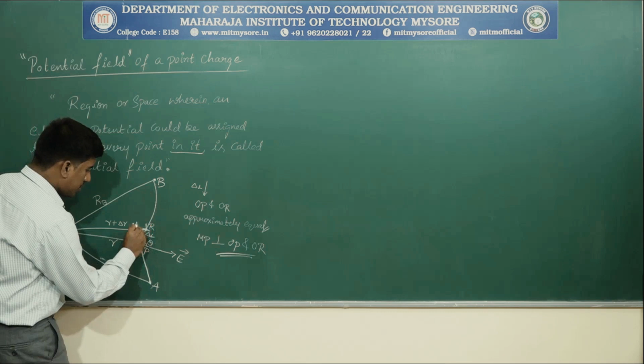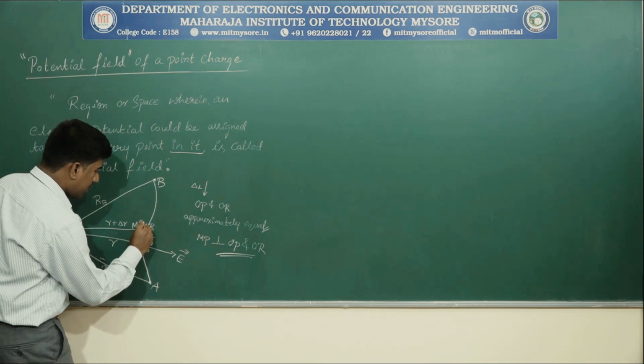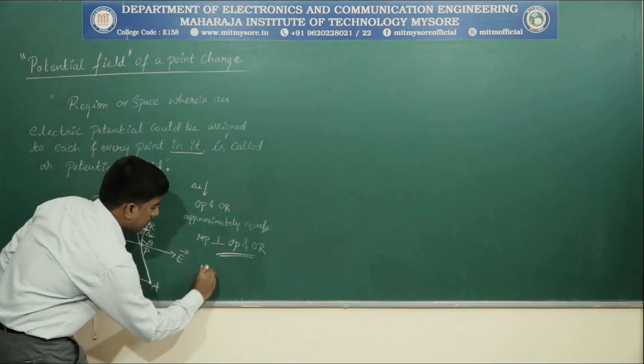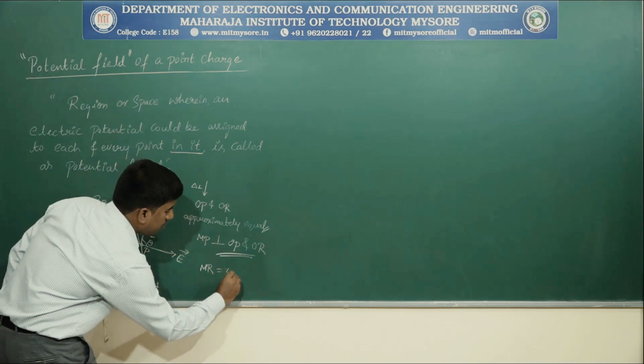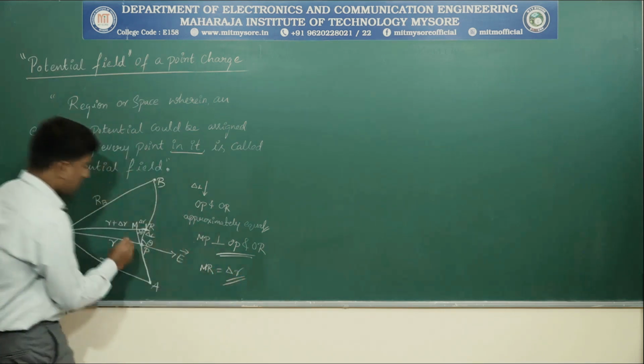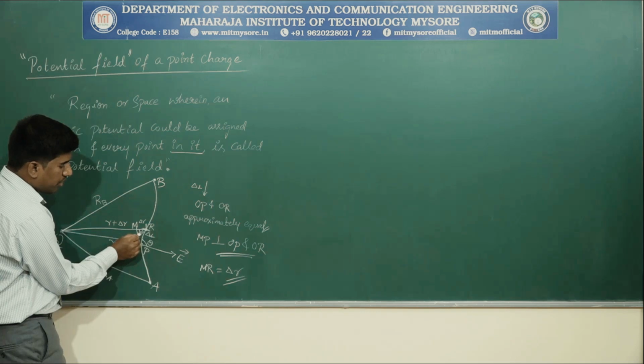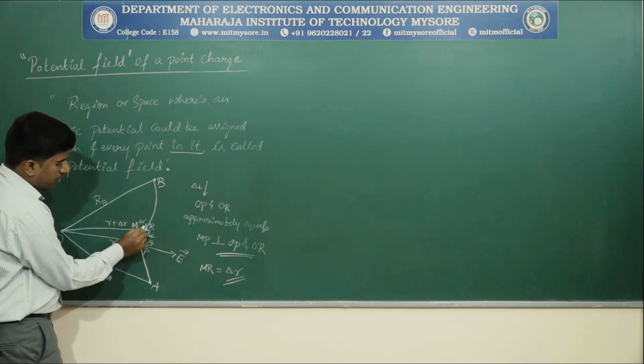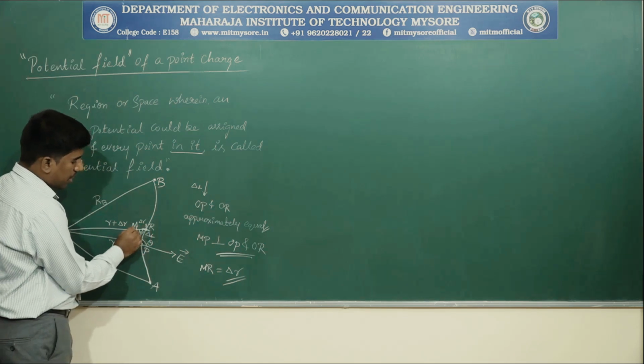Then what about this distance? This distance is delta R. MR, the distance MR is equal to delta R. Now, how to derive the equation for this distance? We know this angle is theta. What we need is this distance MR.